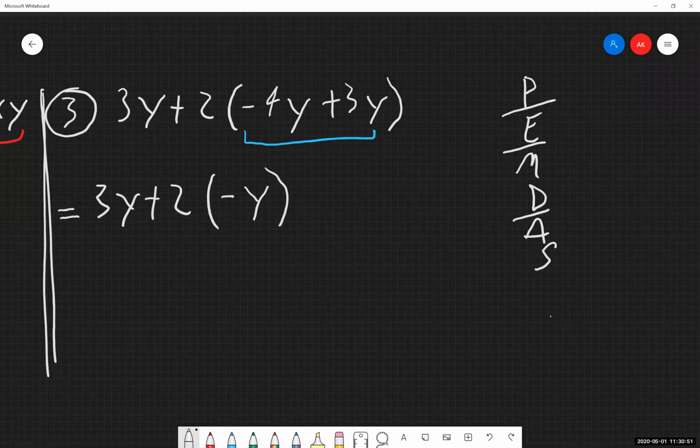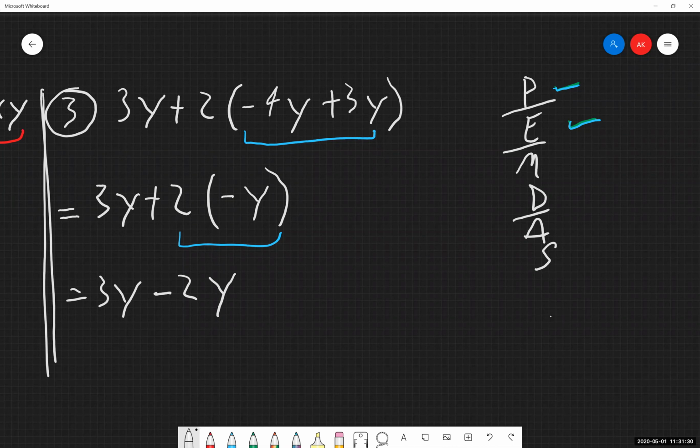So I'm done with parentheses, so we're good there. I don't have any exponents, so we're good there. Multiplication, division. I've got these two things that are multiplying together. I have 3y plus 2 times negative y, so positive times a negative. Let's keep the color coding accurate. So I have a positive 2 times negative 1. It's going to give me a negative 2. And the y is going to stay there.